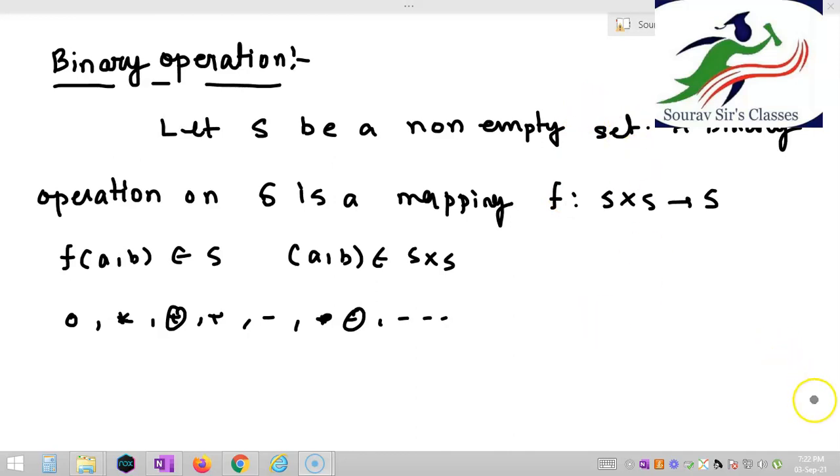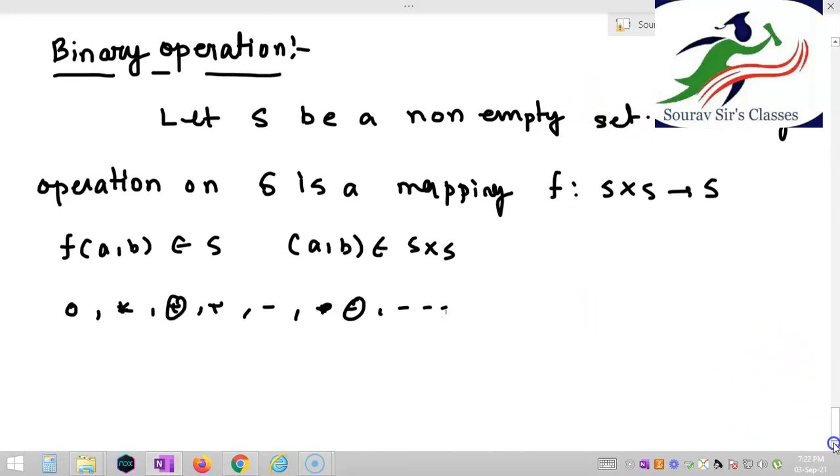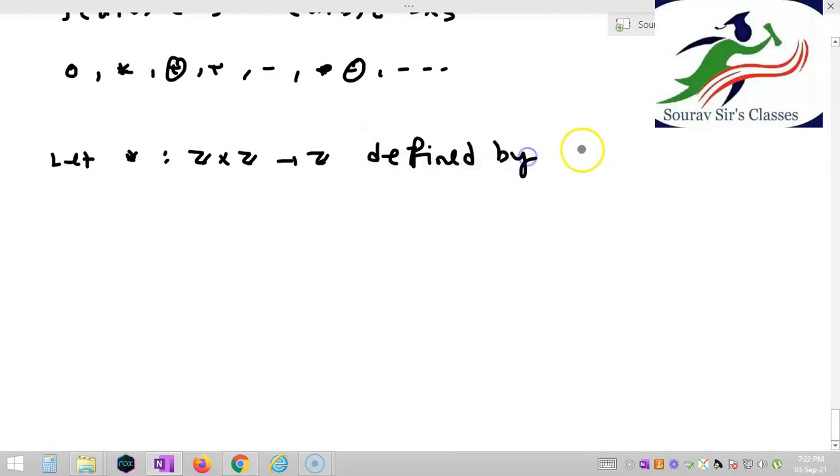Okay, so let me give you some examples of binary operation. Let star from Z cross Z to Z be defined by A star B is equal to A plus B plus 1. Okay, so when you are taking two integers, then A plus B plus 1 is again an integer. So this is a binary operation on Z.